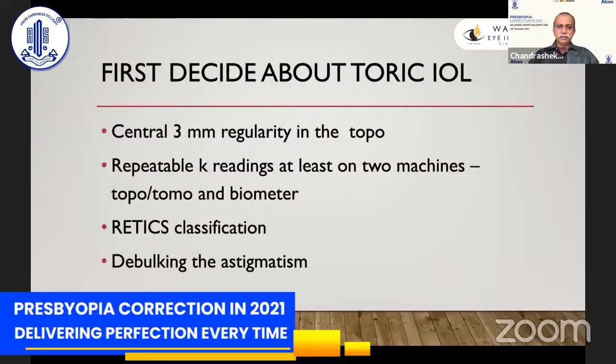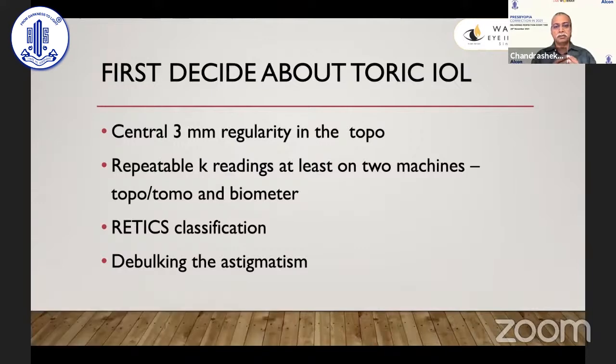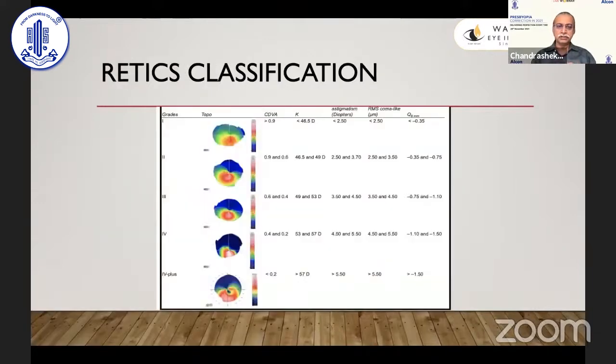So first point is to decide about the toricity. If the central 3 millimeter of the topo shows regular astigmatism, we can safely go ahead with the toric IOL. And the aim is debulking the astigmatism. Of course, we have to get repeatable K readings from at least 2 machines.